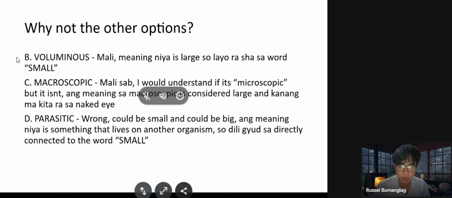So, why not B, voluminous? It's wrong because its meaning is large, so it's far from the word small. C, macroscopic. Also wrong. I would understand if it were microscopic, but it isn't. The meaning of macroscopic is considered large and visible to the naked eye. So, not C. And D, parasitic. Wrong. It could be small and could be big. Its meaning is something that lives on another organism, so it isn't directly connected to the word small. So, that's why these three are wrong.